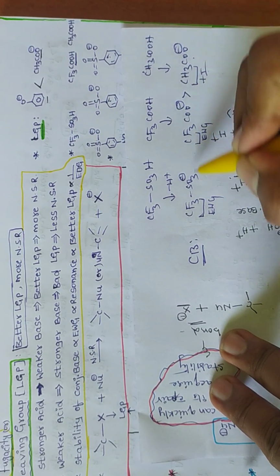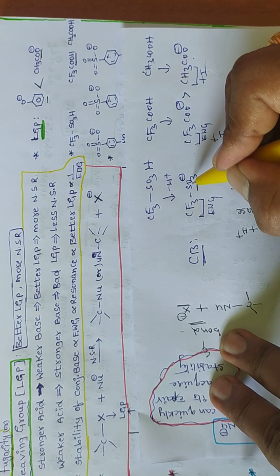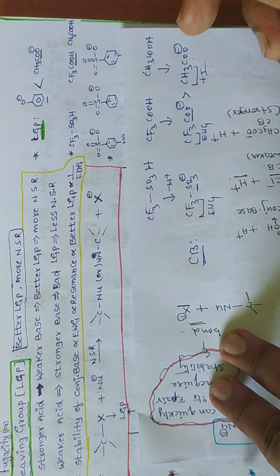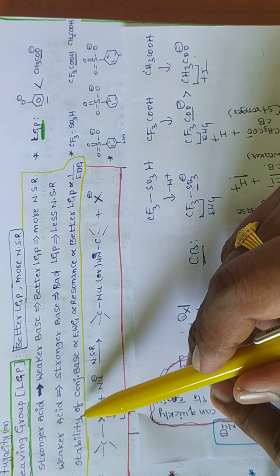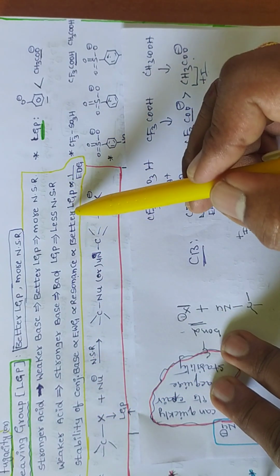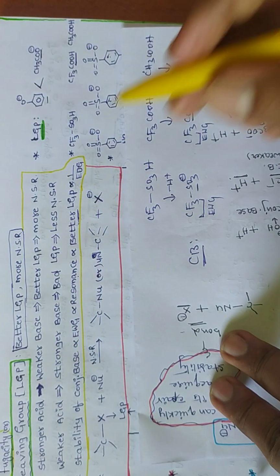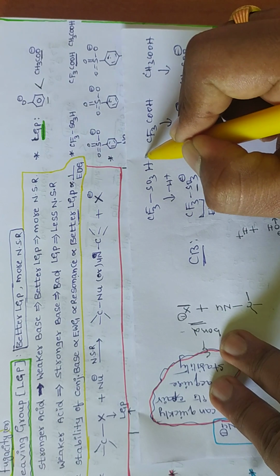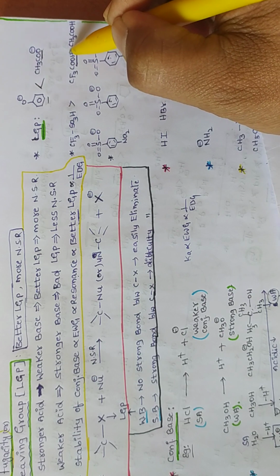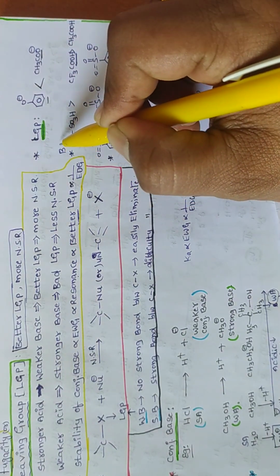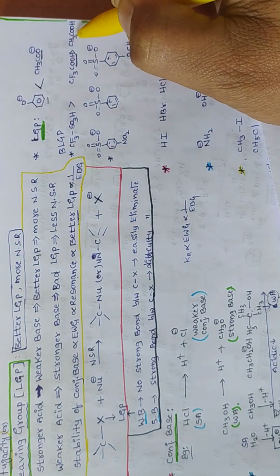Next, among these two, which is more stabilized? Already we discussed in the previous video, SO3 will give 3 resonating structures. This will give 2 resonating structures. More the resonating structures, more is the stability of the conjugate base. Better leaving group, more nucleophilic substitution reaction. So therefore here the conjugate base is more stabilized than this. So this is the better leaving group than this.